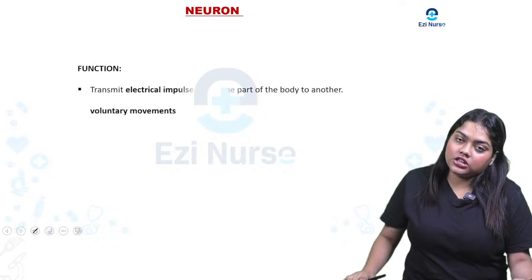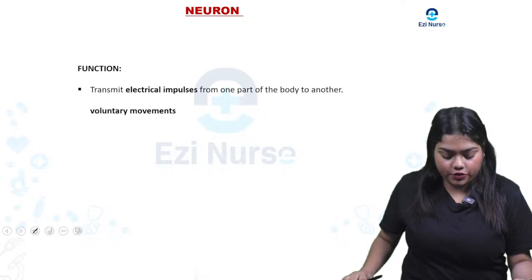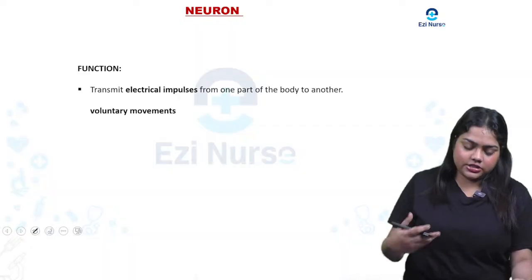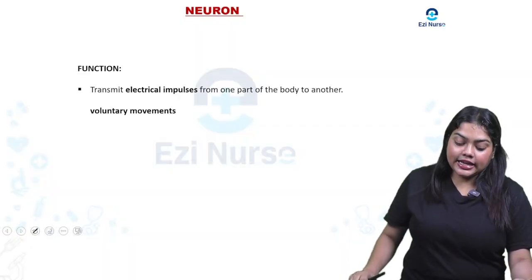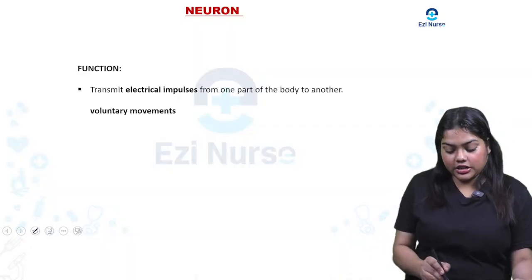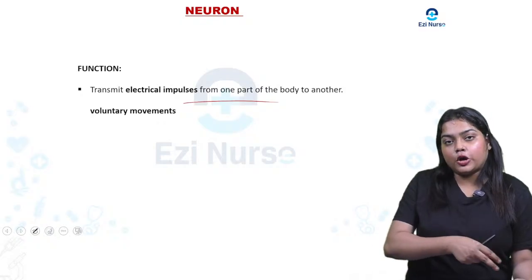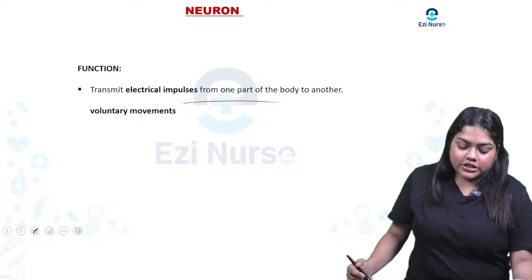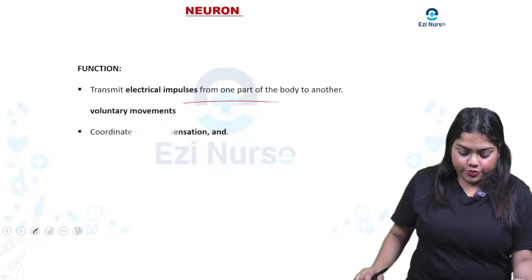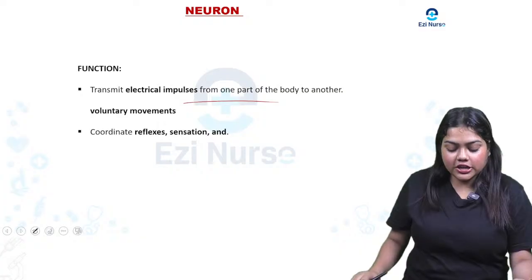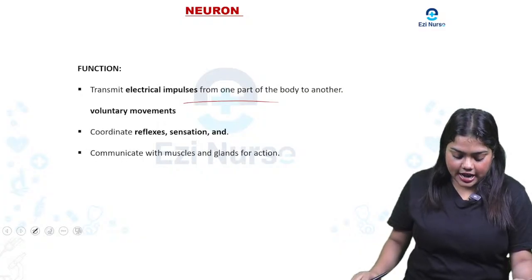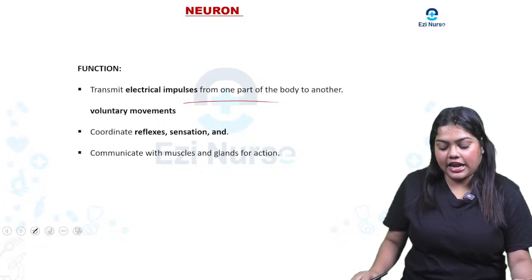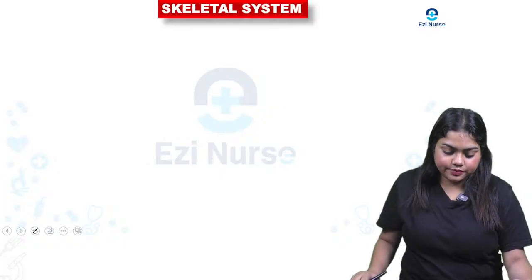Let's talk about the functions. So what are the main functions of neurons? We have already heard some. Let's discuss it. It transmits the electrical impulses from one part of the body to another part of the body. It is also for voluntary movements. It coordinates reflex, sensation and communicates with muscles and glands for the action.